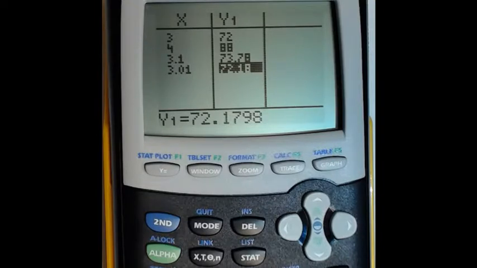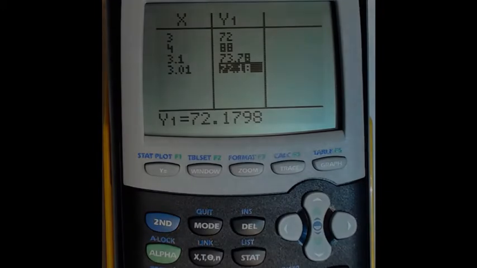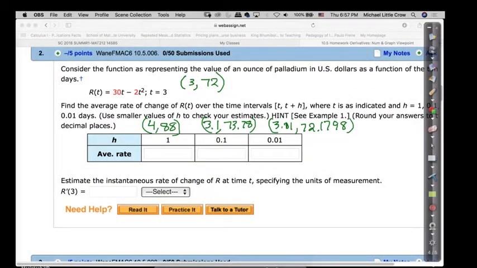Okay, so this is 3.1, and you'll see back when I get here, this is 73.78, and then the last one is 3.01, comma, 72.1798. Okay, so now I'm going to switch back to the computer screen, and you'll see I wrote those numbers down right above the place where the slope is going to get calculated.